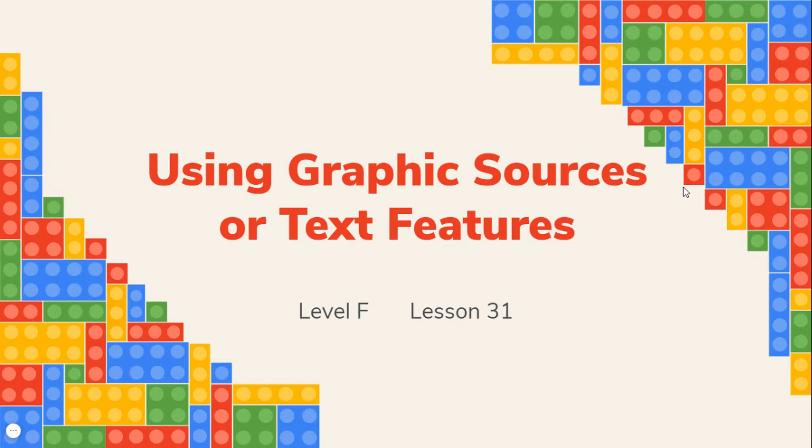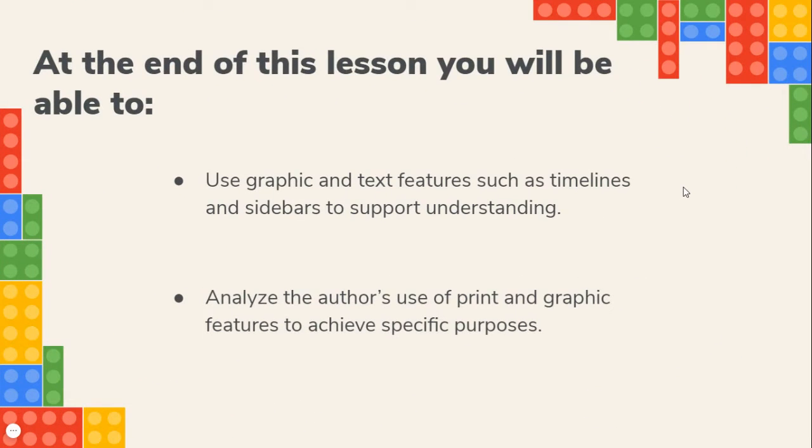Using graphic sources or text features, Level F, Lesson 31. At the end of this lesson, you will be able to use graphic and text features such as timelines and sidebars to support understanding. Analyze the author's use of print and graphic features to achieve specific purposes.